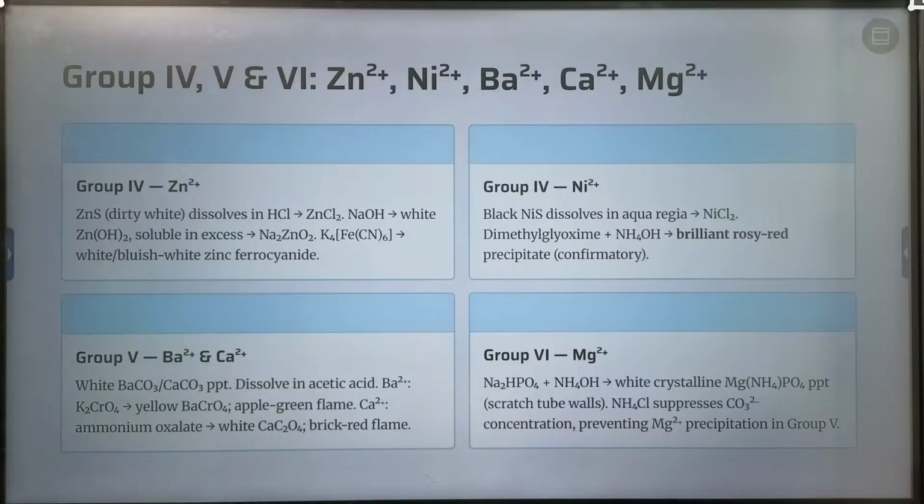And if it is the sixth group, the test we use there is also a confirmatory test. You add disodium hydrogen phosphate and ammonium hydroxide, and you will get, as I told you, magnesium ammonium phosphate, right? It is a very characteristic precipitate. It is crystalline. You will get long needle-like crystals. So that is a confirmatory test for the presence of magnesium.